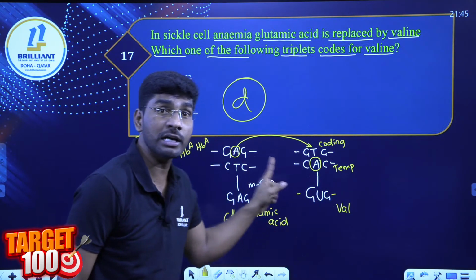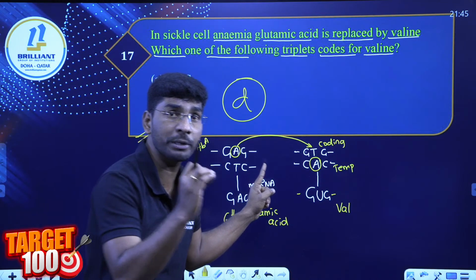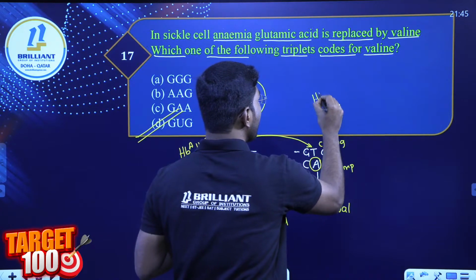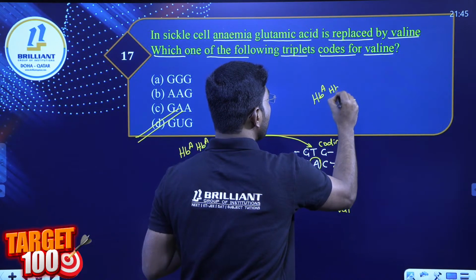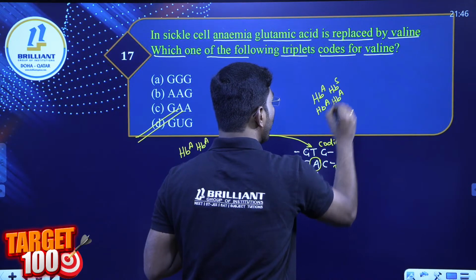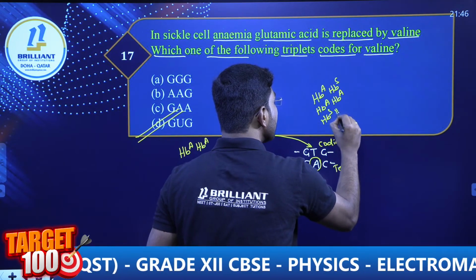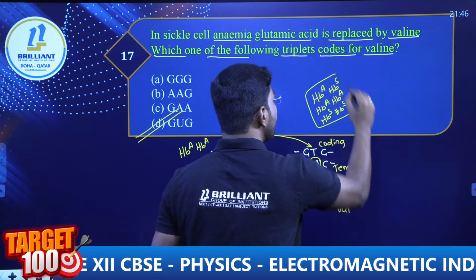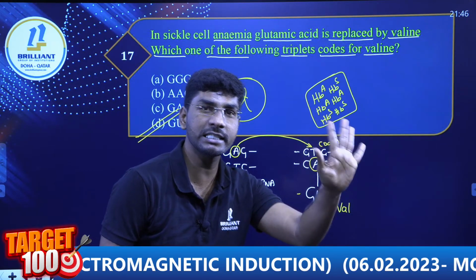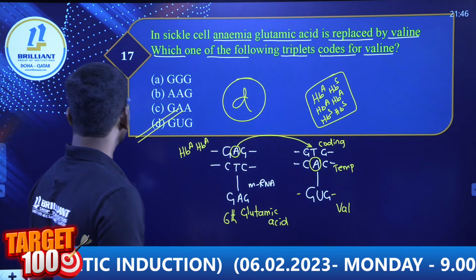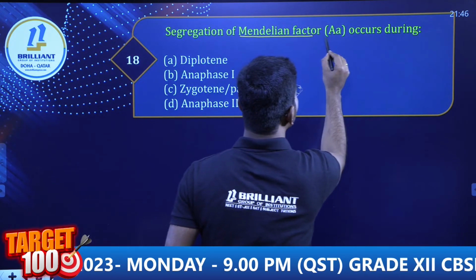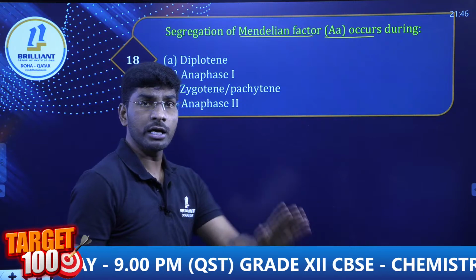This type of question will come, student. You have to be careful. What is the normal? What is the mutant one? HBS is carrier, HBA is normal, HBS is sickle cell anemia. 3 genotypes are possible. One will be sickle cell anemia. Next, question number 18. Segregation of Mendelian factor capital A, small a occurs.